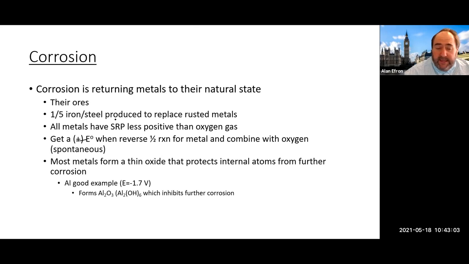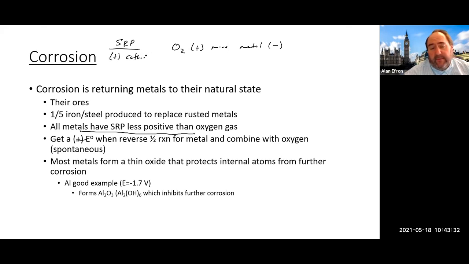Pretty much all metals that have an SRP value less positive than oxygen are susceptible to corrosion. Why is that? If oxygen is more positive than a metal, the metal's SRP value would be more negative. And what do we know about SRP values? The more positive one would be our cathode, and the more negative one would be our anode. So in this arrangement, the oxygen would be our cathode and the metal would be our anode.